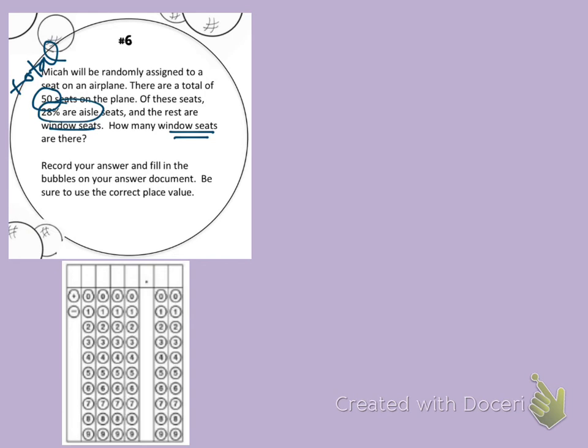So we know total, and we know that whole goes part over whole, right? So we know that the whole goes on the bottom. And the part that they're looking for is window seats. How many window seats? So x over 50 equals, we know that there's 28 aisle seats. So what is the percent of window seats? What do we do here? A percent is out of 100.